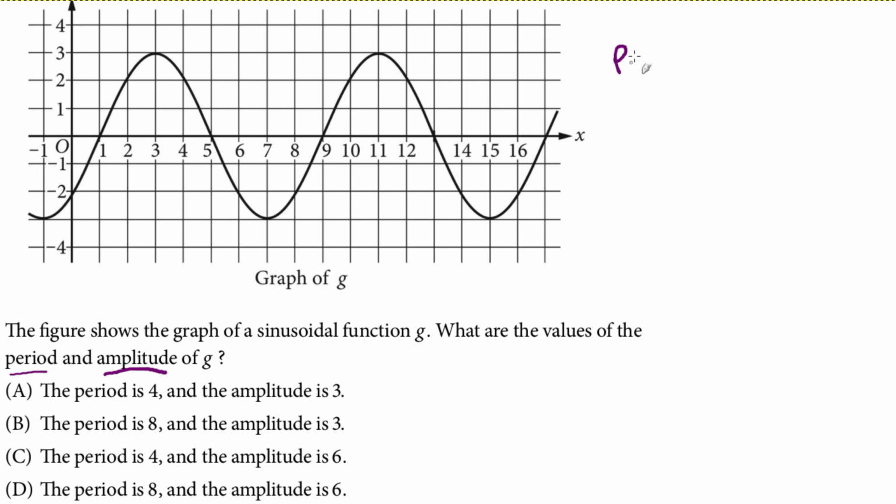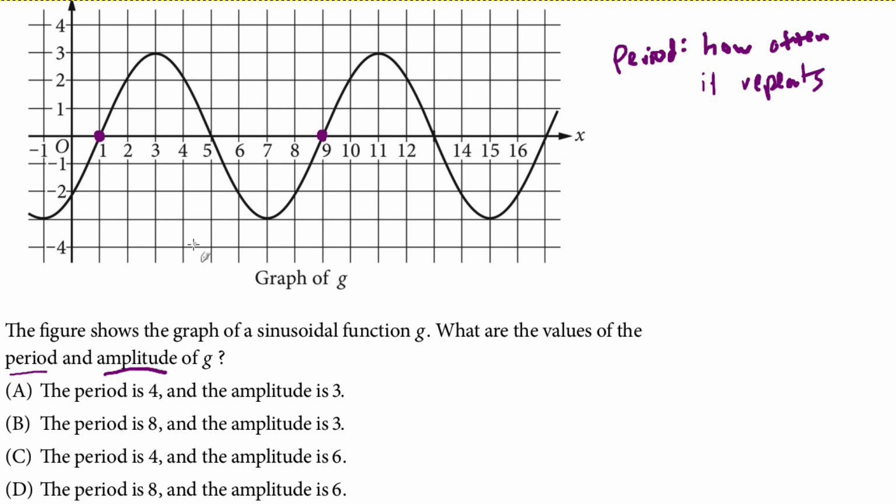So period is how often it repeats. And I usually like to look at it this way. I find sort of starting at the x-axis, go through one cycle, going up, going down, and coming back, and that's going to be a period.